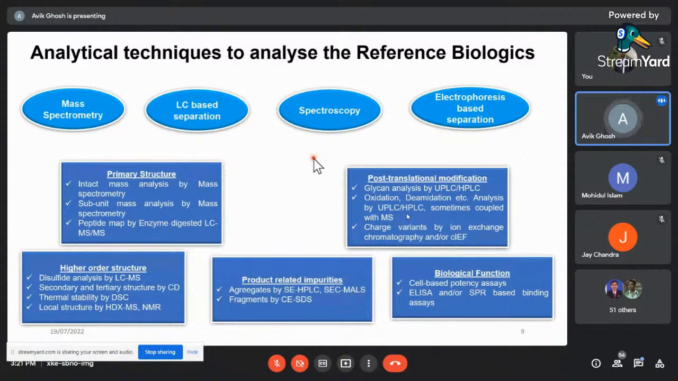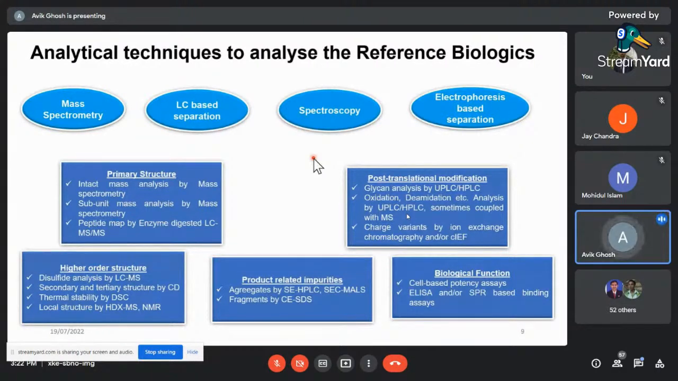Then there is the peptide map, where you digest the protein with different enzymes to get individual peptides, and by LC-MS or MS/MS you depict the sequence of the protein, to make sure that the amino acid sequence of the protein you have made is exactly the same as your target biologic. Then for higher order structures, disulfide analysis is done by LC-MS. The secondary or tertiary structures can be assessed by CD. Thermal stability, which is also part of the structural integrity of a product, is done by differential scanning calorimetry.